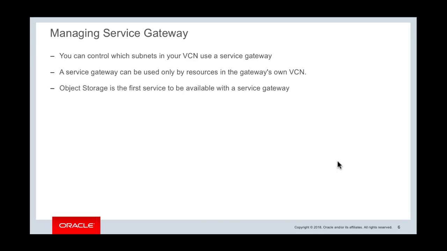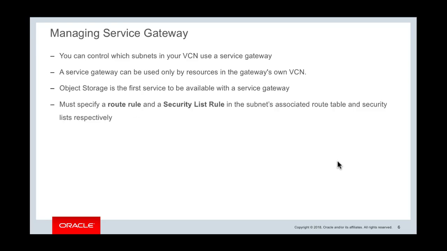Currently, object storage is the first service which is available with the service gateway. Secondly, when you create the service gateway, in order to enable the traffic access to the object storage, you need to specifically open up route rules in your route table and open up security rules in your security list as well. So, for instance, the route table which is associated with your subnet, you have to create a specific route rule enabling traffic for the target, which is the service gateway.